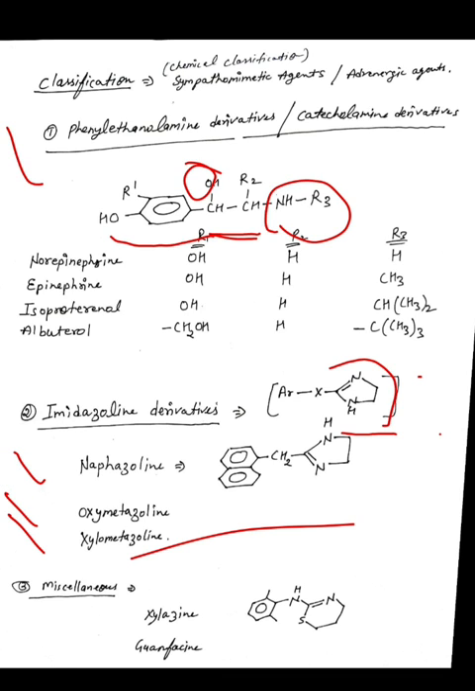The third category is miscellaneous category. In this category we have xylazine and guanfacine. Okay. So this is the chemical classification of sympathomimetic agents.